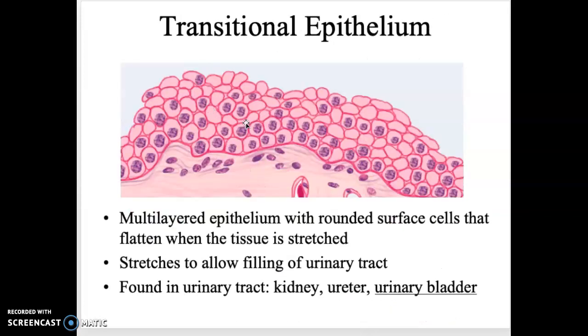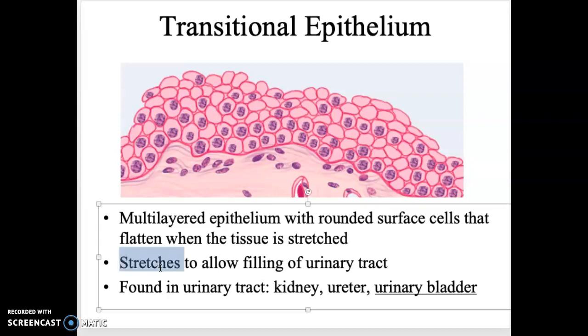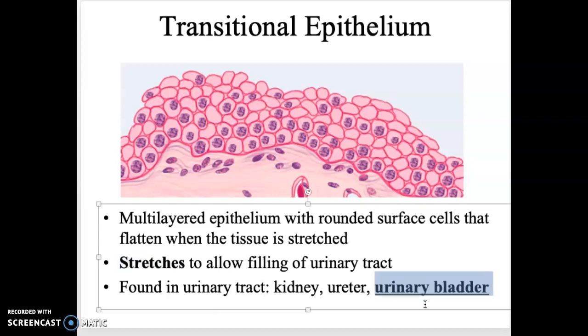Transitional epithelium is kind of somewhere in the middle. The shape of these is a little bit weird, but this allows for stretching. So this can be found in your bladder, which needs to be able to stretch in order to fill with all the urine within it.